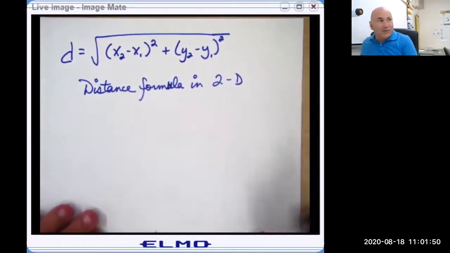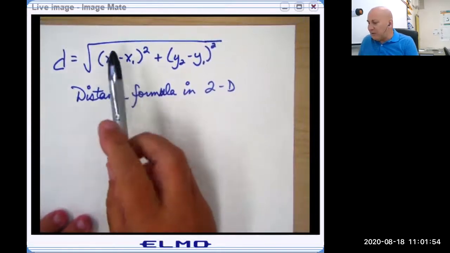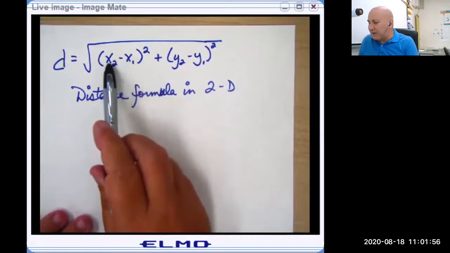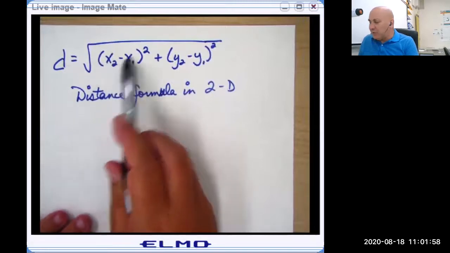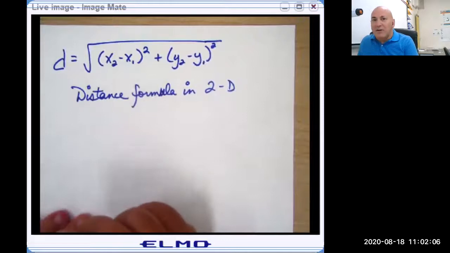And what we end up with is this distance formula in 2 dimensions. Again, it doesn't matter if you go x1 minus x2 or x2 minus x1, because when you square it, the answer is going to be positive. It obviously matters which one you subtract first if you are finding the slope of a line, but if you're just finding the distance, it doesn't matter.